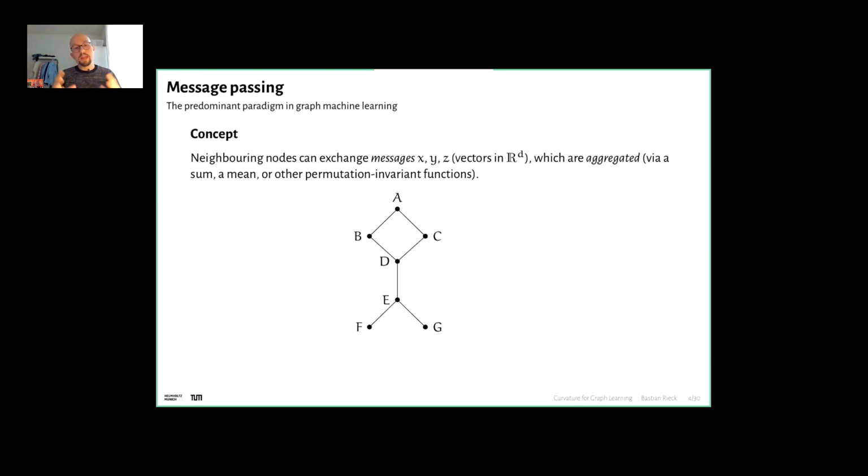You just suppose that every node has some kind of message, in this case x, y, and z, attached to it, and this message is a vector in the same high dimensional vector space, and these are then aggregated using the neighborhood of a given node and using a function such as a sum, a mean, or some other permutation invariant function. So for instance, we take a look at node D here in the middle, we take a look at node B and its message X, at node C and its message Y, and at node E and its message Z, and then we aggregate all of this, so we learn some kind of function that aggregates X, Y, and Z into a new formulation.